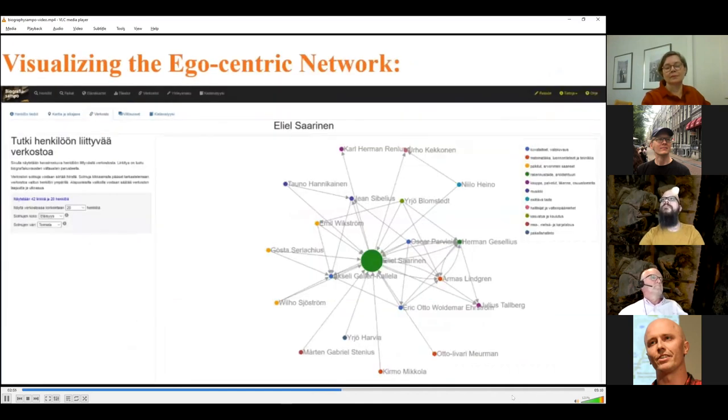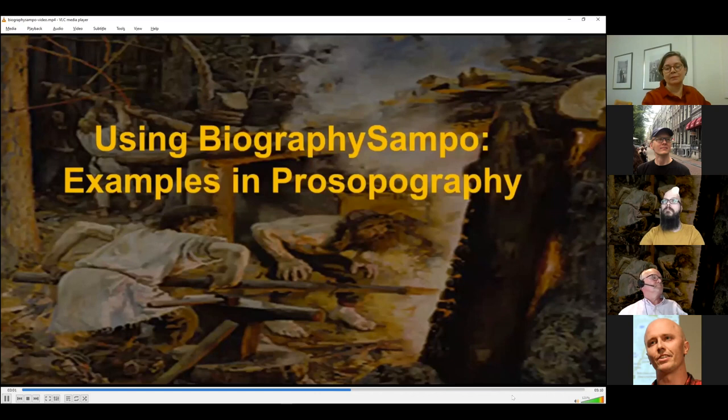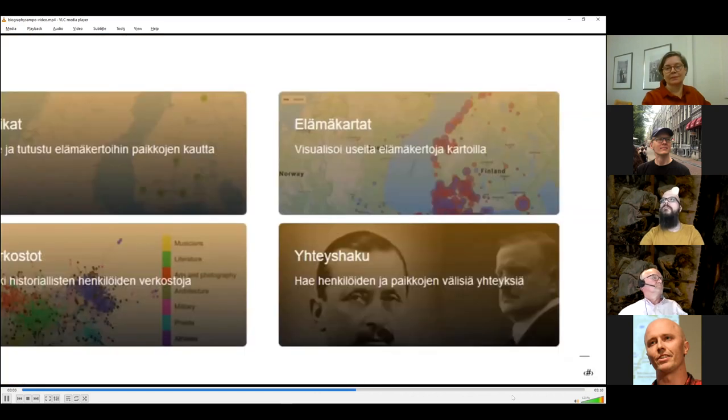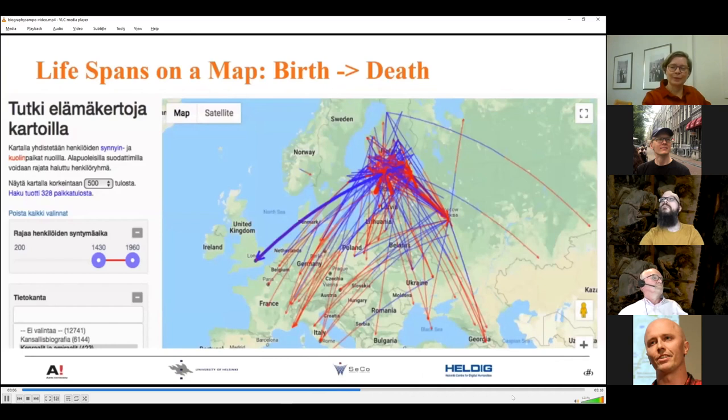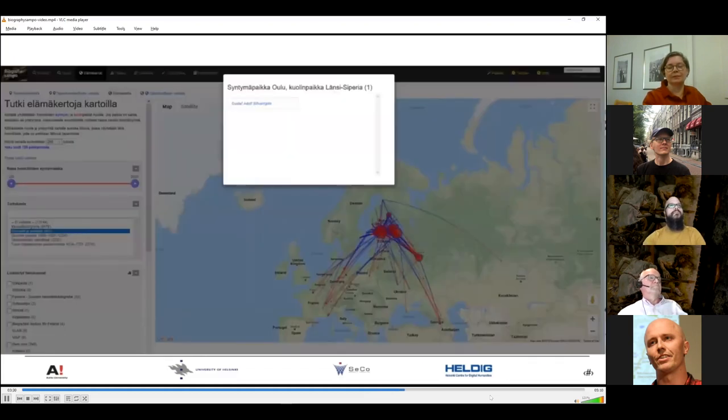As an example of using the system for prosopography, let us click on the life maps view on the front page. Now the faceted search can be used for filtering out a target group of interest, here the generals and admirals of Finland in the 19th century. Their lives are now visualized as blue-red arrows from place of birth to place of death. Clearly, the soldiers moved to the south when they retired, as retirees do today. By clicking on the arrows, the biographies about the related persons can be found. Here the arrow to Siberia is due to General Gustav Silfverhielm's biography.